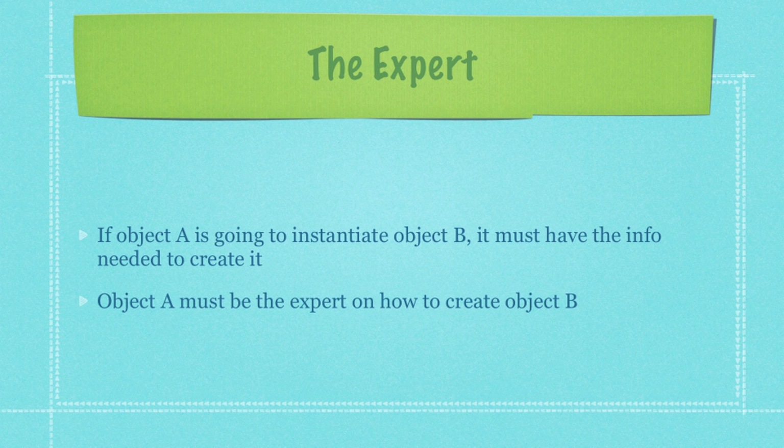Now, if an object A is going to instantiate object B, it must have all the information it needs to create it, as we saw previously. If we're going to be building wheels and frames inside of the bike class, we need to get the wheel width and the length of the frame. In other words, object A, or bike, must be an expert on how to create object B, or the object's wheel and frame. And really, that is all you need to know. If you're going to create a creator object, it must have all the pieces to be able to create all the pieces that make up the final object.